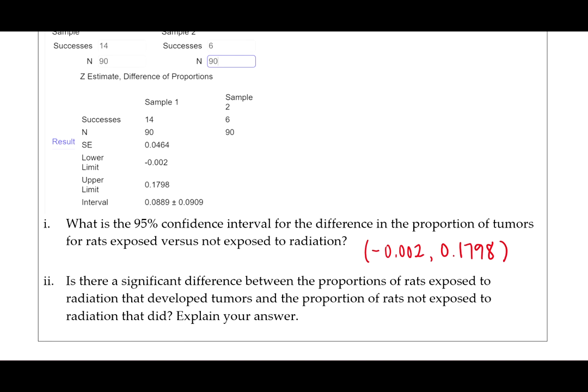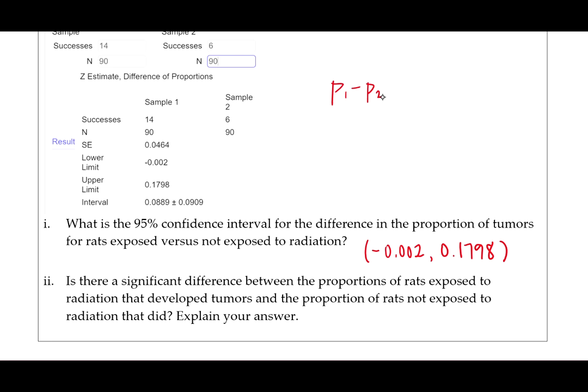And next we need to answer this question. Is there a significant difference between the proportions of rats exposed to radiation that developed tumors and the proportion of rats not exposed to radiation that did? Remember that we are dealing with the difference between proportions, so P1 minus P2. If those two proportions are the same, then we would get 0. So for example, if the proportions are 5% for both of them, 0.05 minus 0.05 is 0. If the proportions are 10% for both, 0.1 minus 0.1 is still 0.